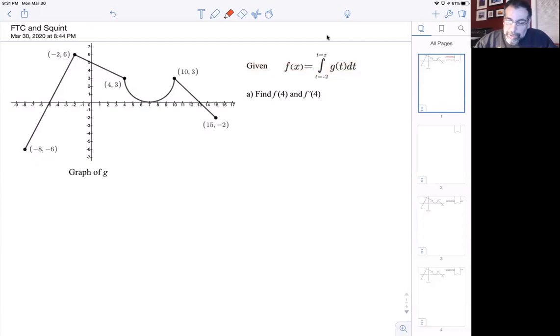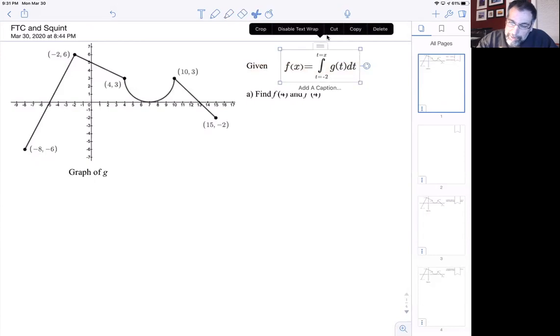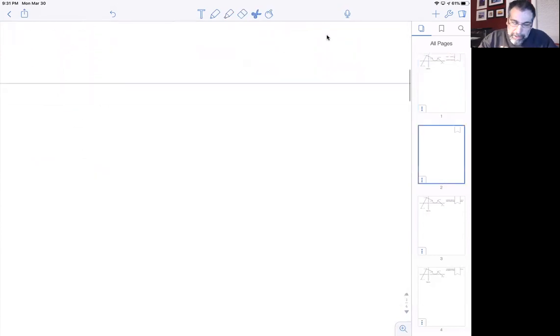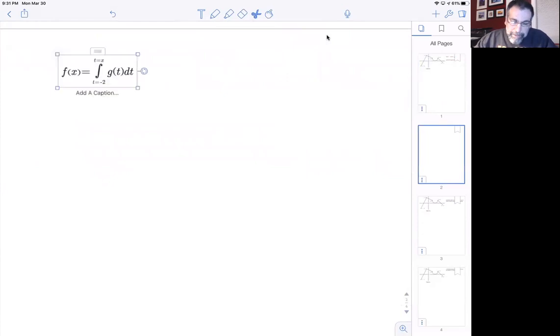So the first thing I want to do before I jump into this problem is I just want to look at this expression a little bit more. So let's copy this and bring it down here. A lot of times when you're given this example, you are asked to find f prime of x. Okay, that is very, very common.